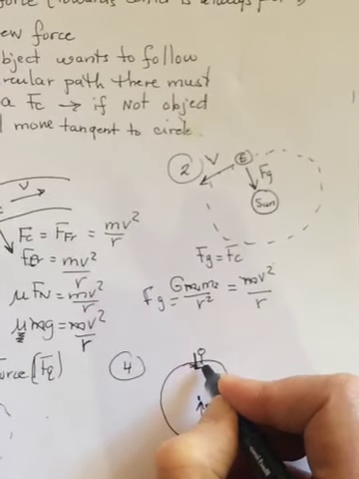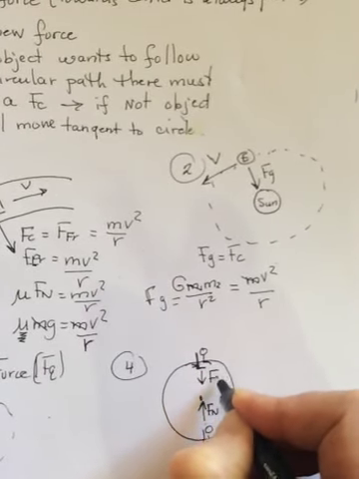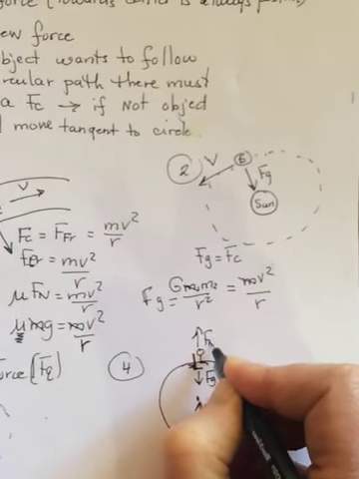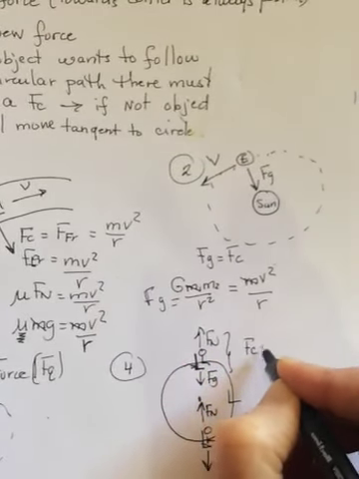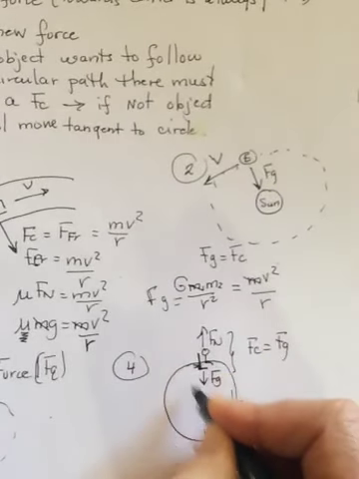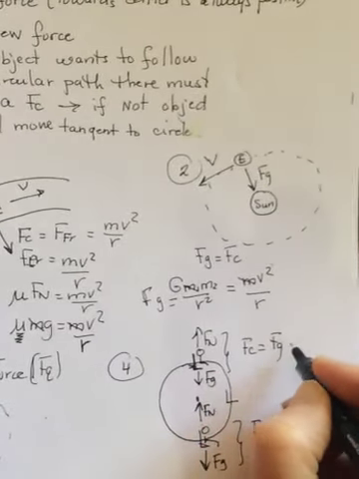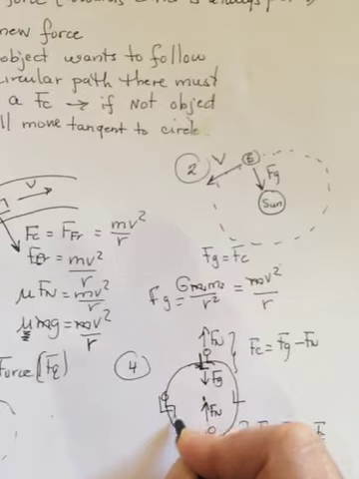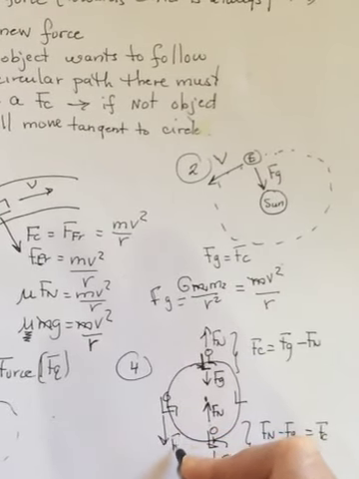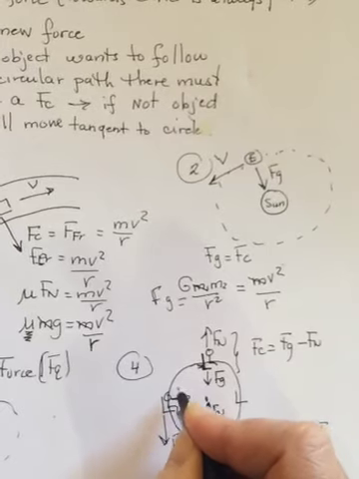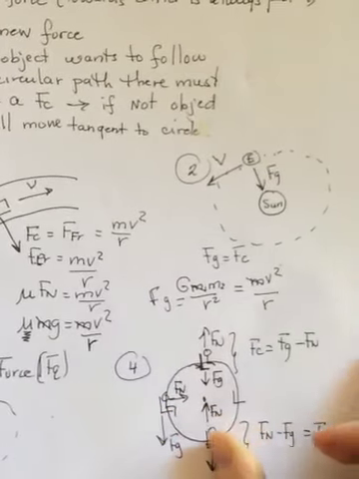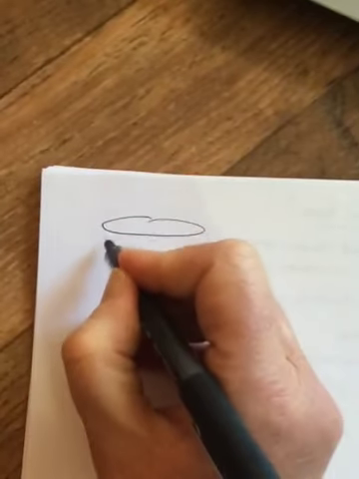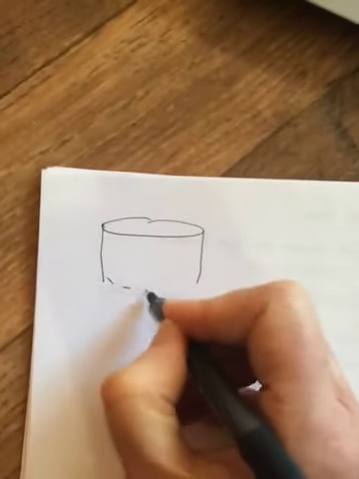When you're at the top, it's the opposite. Fg is acting down and the normal force is acting up. And so the centripetal force will be Fg. Remember, towards the center is always positive. It doesn't matter that it's going down. It'll be Fg minus Fn. And when you're over here on the side, then Fg doesn't have anything to do with the centripetal force. It'll just be the back of the seat, the Fn from the back of the seat, that will be pushing you inward.